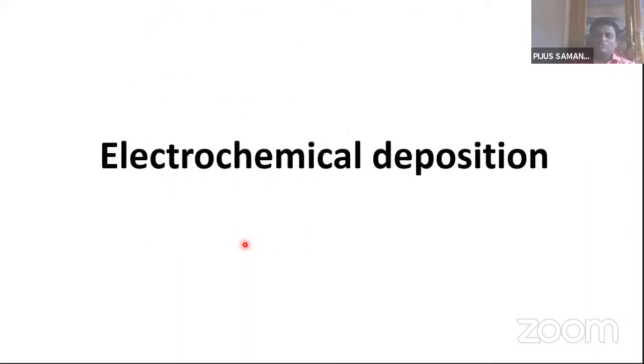Now we shall quickly switch over to the electrochemical deposition method. So this is also a very simple method. You may have done it sometimes in your physics laboratory, class 12 physics laboratory. So here is the setup.